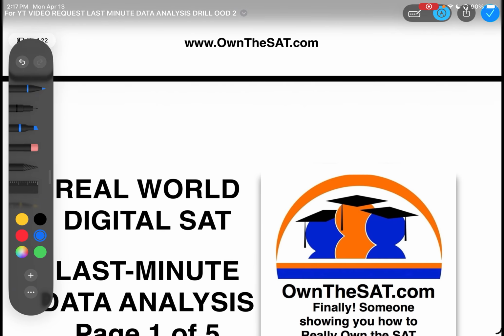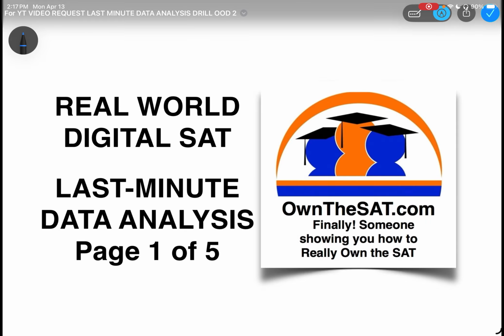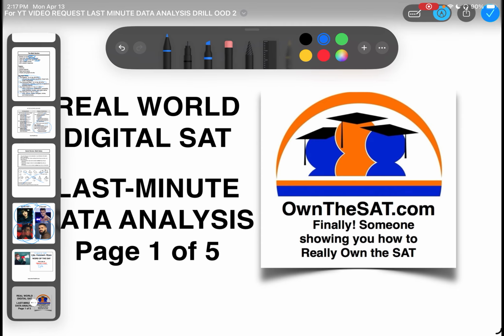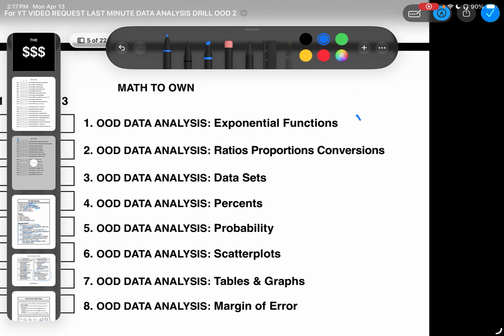Now, the way that we're going to be going through these pages, there's going to be 5 pages of data analysis, and they're broken down in topics. Remember that the previous page I showed you the list of topics in data analysis? Here it is: exponential functions, ratios, proportion, conversions, data sets, percents, probability, scatter plots, tables, and graphs.